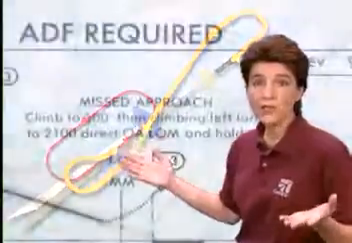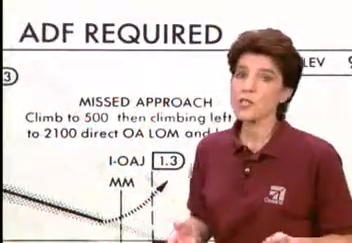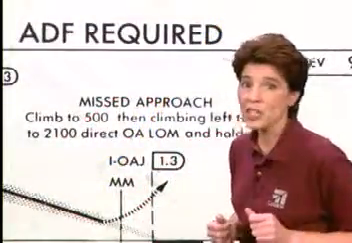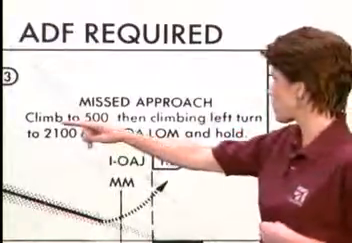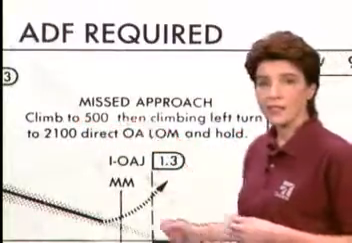Now, if you do have to make a missed approach, you'll be busy. So you want to memorize the very first action and altitude. Climb straight ahead to 500 feet.